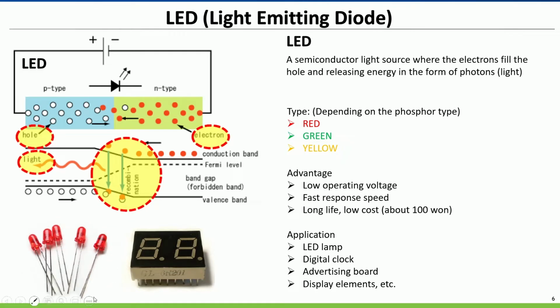This is an example of an LED, as you can see, in this case a red LED, and this one is a segment LED. The phosphor type can be red or green or yellow. The advantages of LED are operation at low voltage, fast response speed, long life, and of course low cost. Applications are, of course, in LED lamps, maybe in cars, digital clocks, advertising boards, display elements, etc.